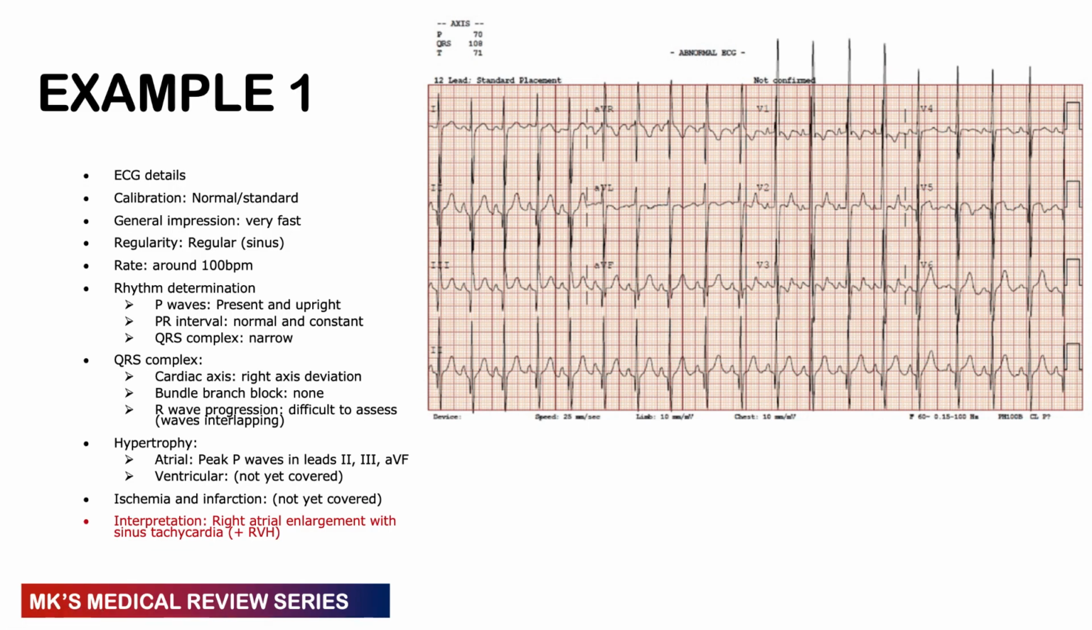It's very difficult to assess the RS wave progression here, but of course if there's a right axis deviation, it means that lead 1 is already facing downwards. That's a poor RS wave progression.